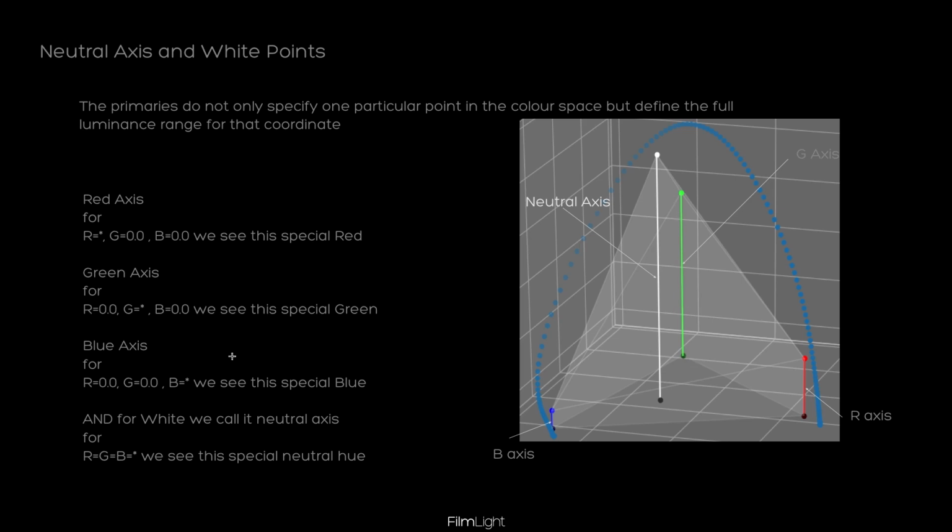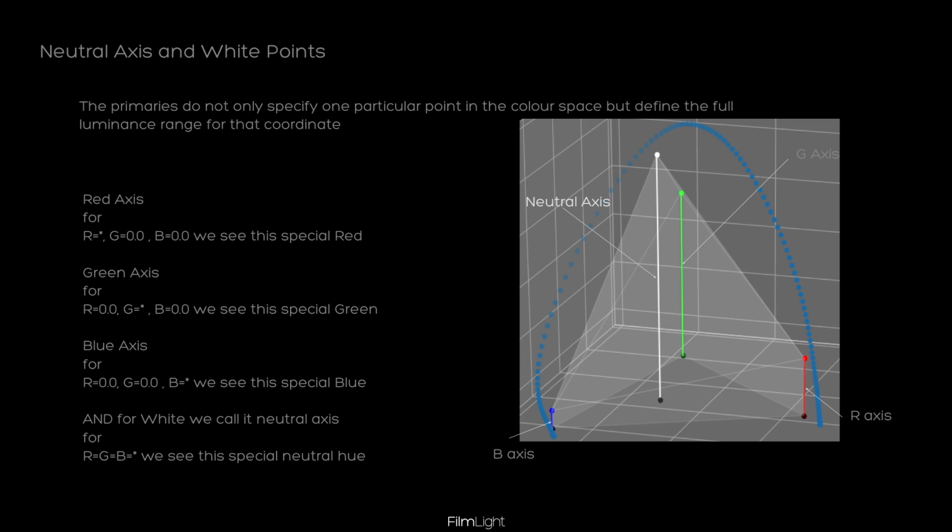The same is true for the axis that connects the peak luminance and the minimum luminance. We call this the neutral axis. For display RGB values where red equals green equals blue, we are on the neutral axis. So 0.2, 0.2, 0.2, or 0.55, 0.55, 0.55. For those, we are on the neutral axis of this particular color space.